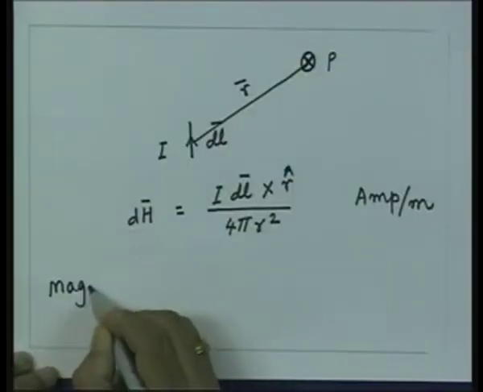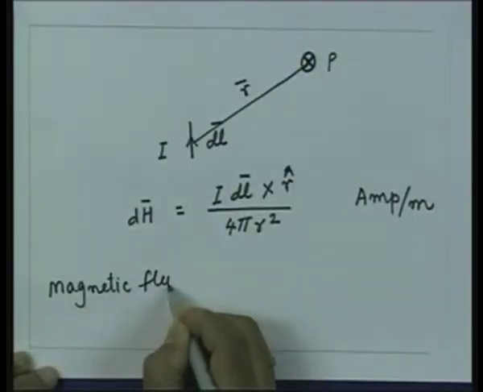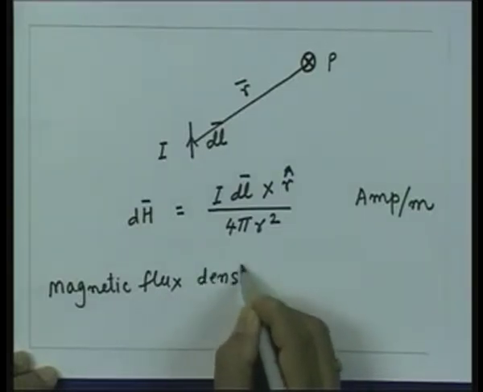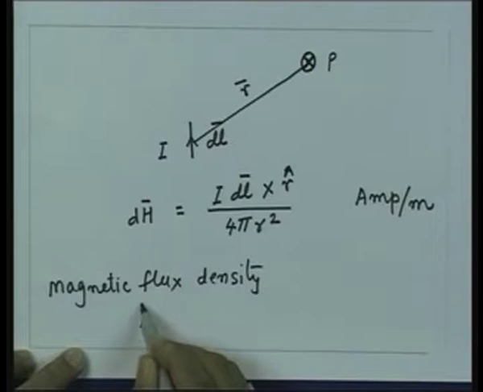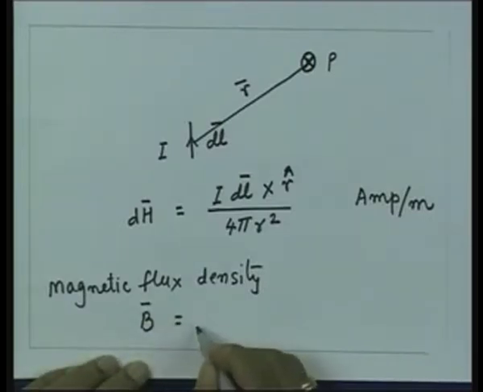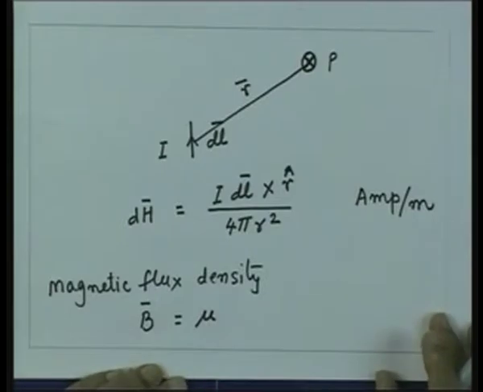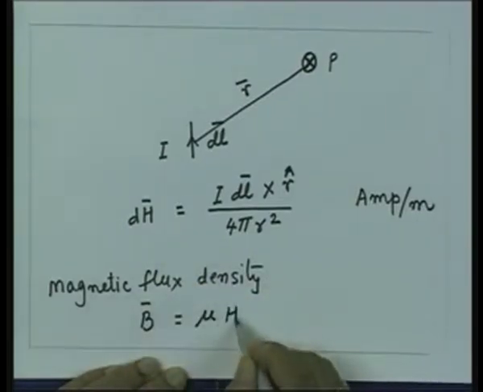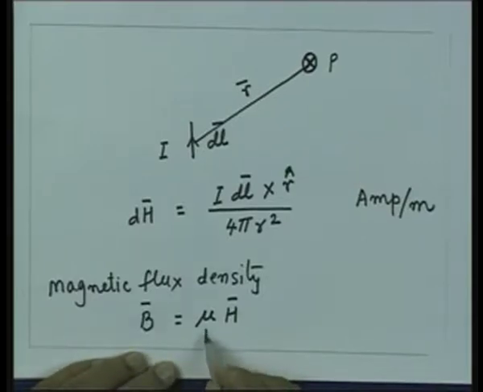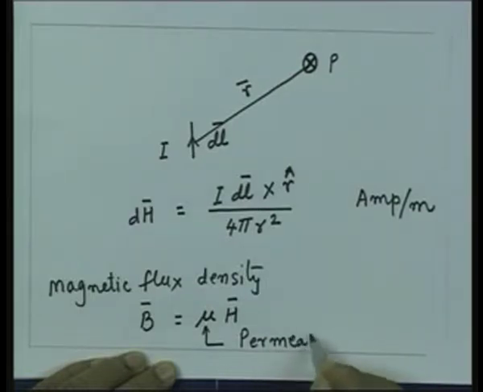The quantity then which relates to the medium parameter is the magnetic flux density. So, the quantity which we define now, called the magnetic flux density, is denoted by B, and that is equal to a medium parameter called the permeability of the medium times the magnetic field strength, that is H. So, this quantity mu is called permeability of the medium.